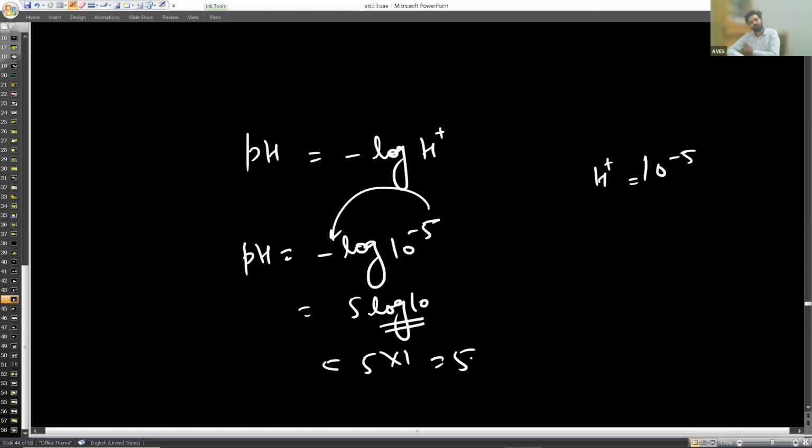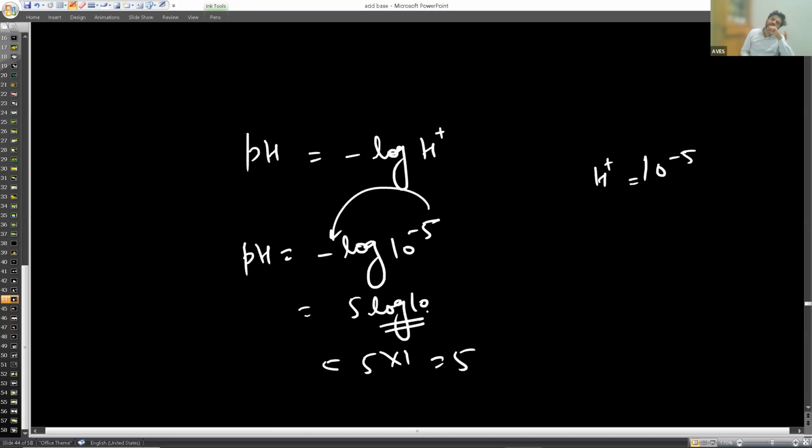Sir, what if it is not log 10 and it's some other number? Actually in your syllabus, it is only log 10. Then you are going to study in 12th standard, so it will be with log 10. That's why I'm not teaching that one. Otherwise, you have to go through the table.